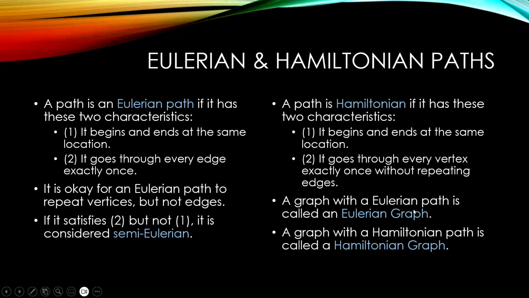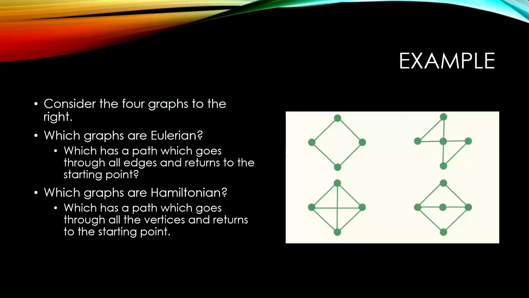And so a graph with a Eulerian path is called an Eulerian graph, and a graph with a Hamiltonian path is called a Hamiltonian graph. Let's look at some examples. And so if you'd like to try on your own, here are 4 graphs. Which ones are Eulerian and which ones are Hamiltonian?